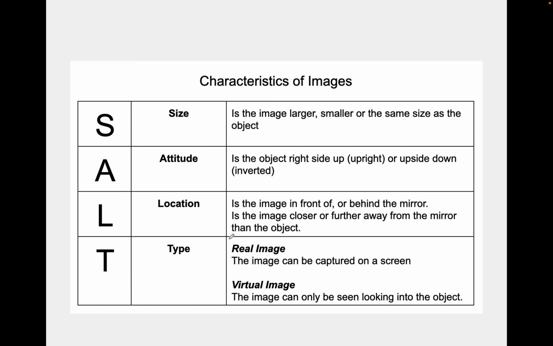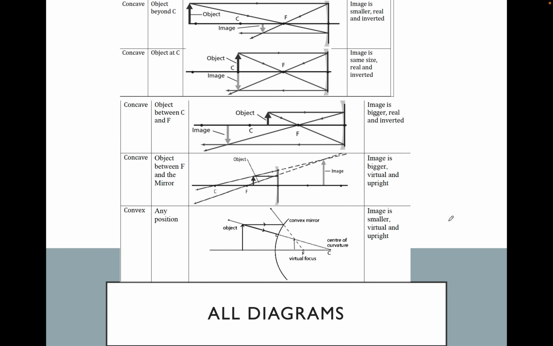Real means you can see it on the same side of the mirror. Virtual means it's on the opposite side of the mirror. That's all it means. So to draw them, these are the different examples of how to draw all the diagrams if you had to do that.